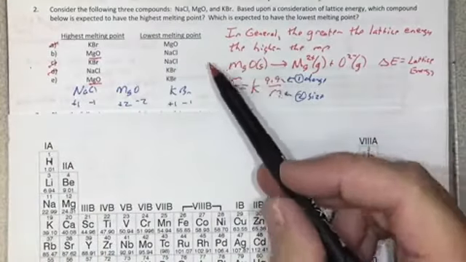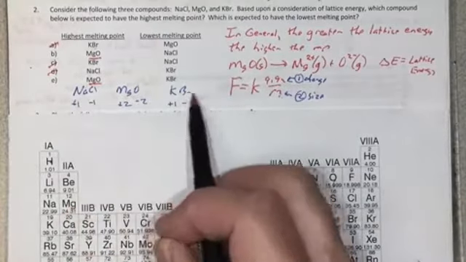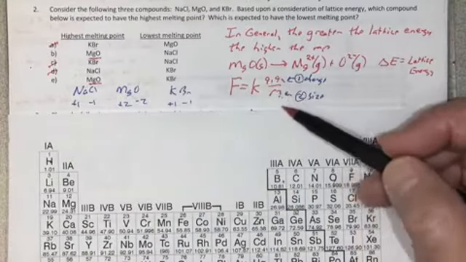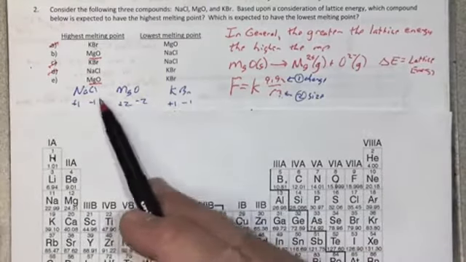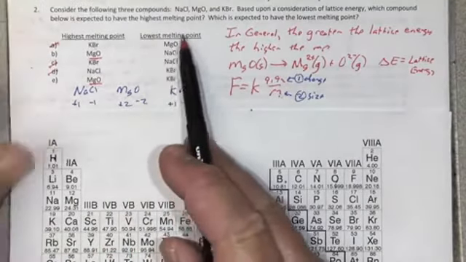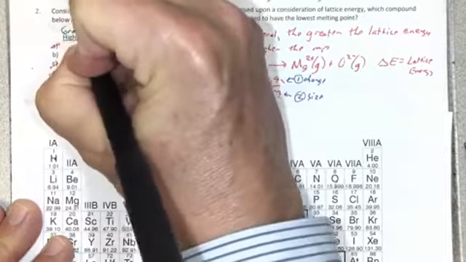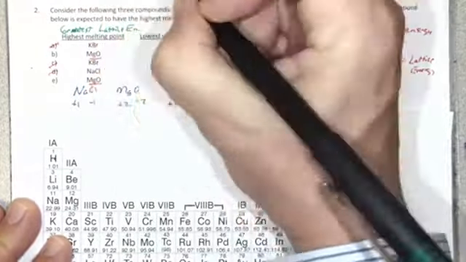So which has the lowest melting point, sodium chloride or potassium bromide? Well, since both of these have +1, -1 ions, the charges are the same. We have to look at the size. And remember, the shorter the bond, the stronger the bond. So the smaller the ions, the greater the lattice energy. We're looking for the lowest melting point. We're looking for the lowest lattice energy. So the highest melting point would be the greatest lattice energy, and the lowest melting point is the lowest lattice energy.